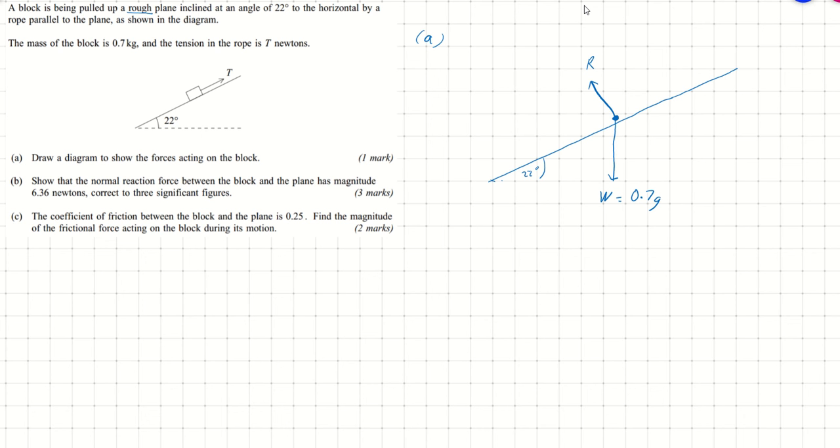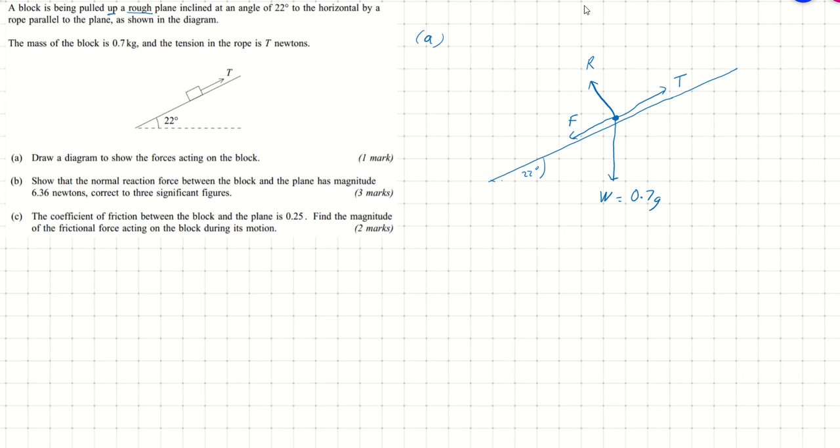We have tension in the rope, and that's already drawn. So the tension is acting parallel to the plane in this case, so T is pulling up the plane. And finally, it's a rough slope, so we're going to have friction. If we read carefully, we see the block is being pulled up the slope. Friction will work in the opposite direction to motion, and it will be parallel to the slope. Since the block's going up the slope, then friction will be going down the slope. So here's my F. This is my force diagram.